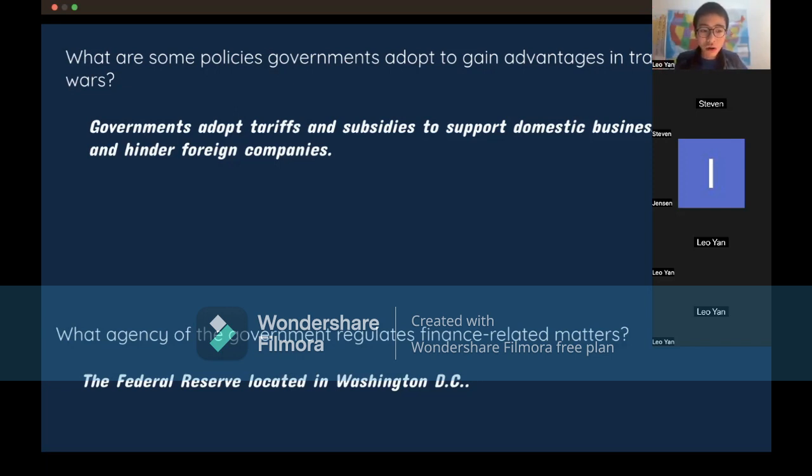And the second question was, what agency of the government regulates finance-related matters? So the agency of the government is the Federal Reserve, which is located in Washington, D.C. It's the branch of government that's mainly responsible for basically anything that has to do with the economy.